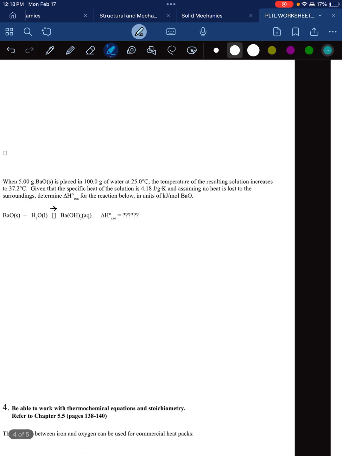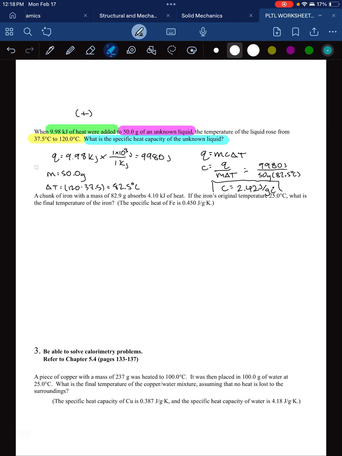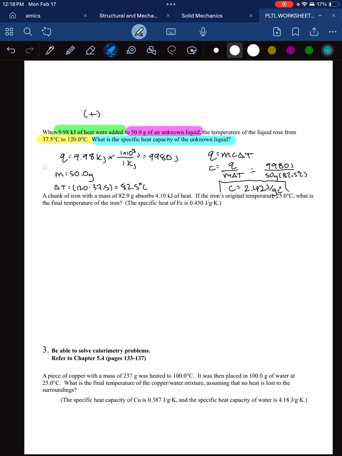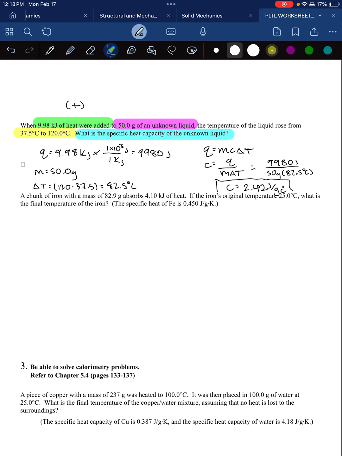All right, how many more? We have 4 more. We have a chunk of iron with a mass of 82.9 grams. It absorbs 4.10 kilojoules of heat. The iron's original temperature is 25 degrees Celsius. Ooh, nice. What is the final temperature of the iron? And it gives us the specific heat of iron.